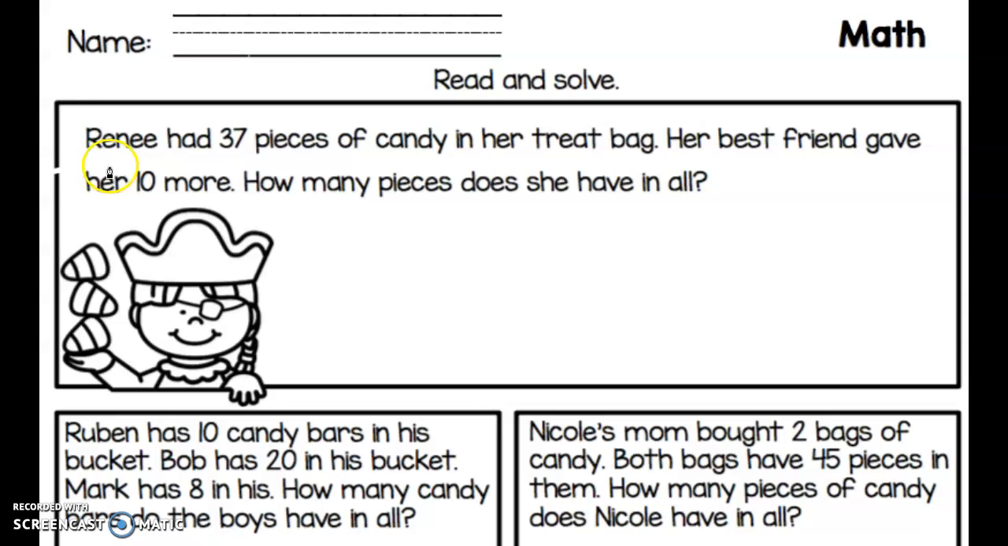It says Renee had 37 pieces of candy in her treat bag. Her best friend gave her 10 more. How many pieces does she have in all? So let's write our equation. She had 37 right here, pieces of candy. And then her friend gave her 10 more. So we're going to add 10.